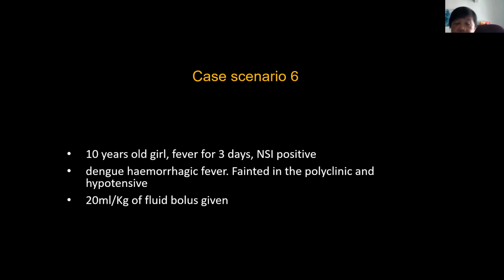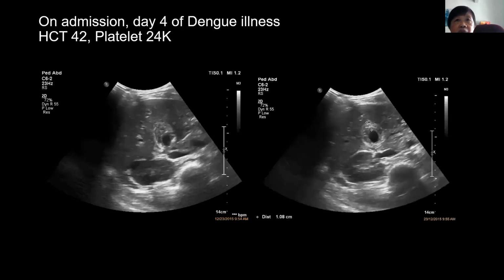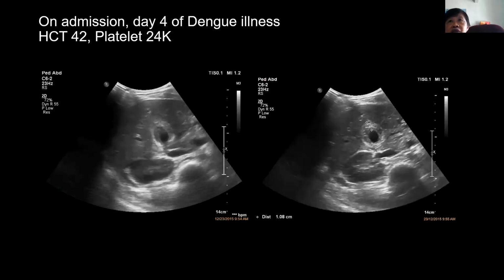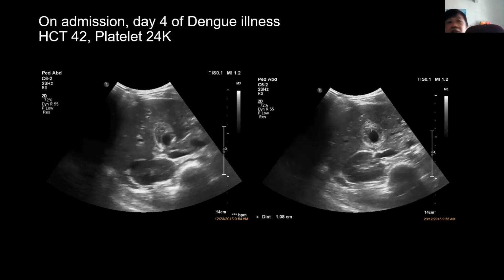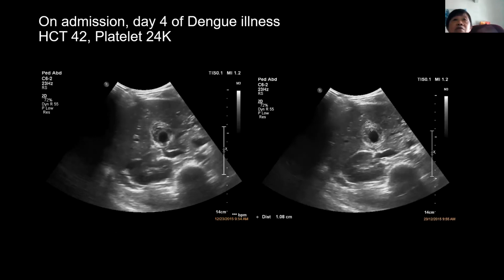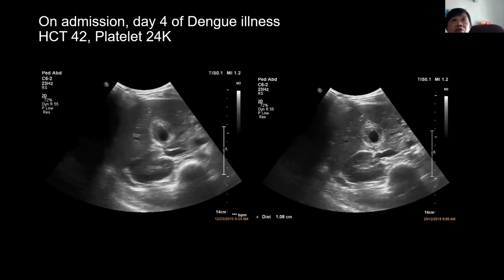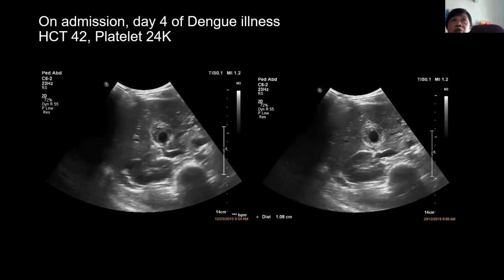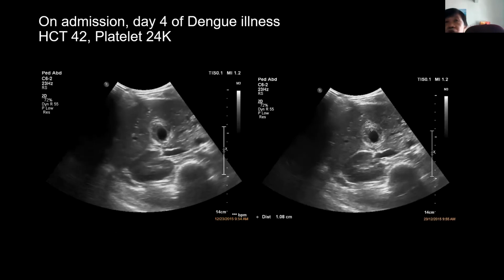He came to the clinic and was found to be hypotensive, in shock, and was given 20 ml of fluid. Dengue has a febrile phase, critical phase, and recovery phase, right? So which phase is the patient in? This is day 4 of dengue illness. The temperature has just become afebrile, but the hematocrit is going up to 42 and the platelet count is 24,000.